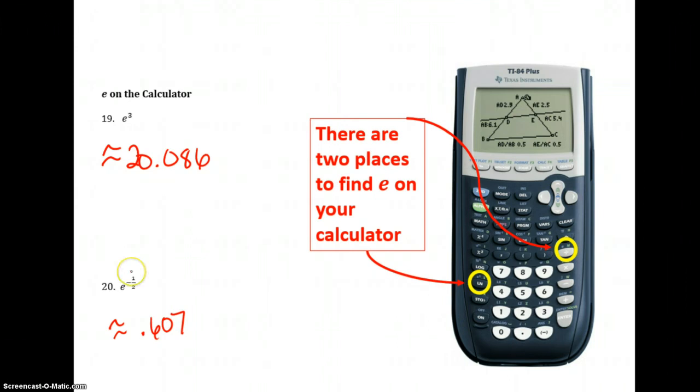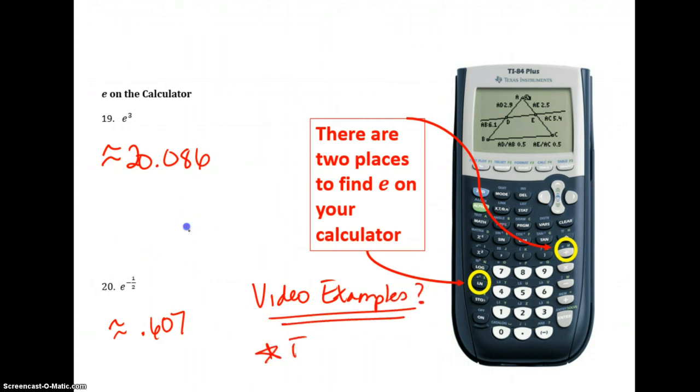So what do you do for video examples? Finish this note sheet. So I did 1 through 3. You need to do 4 through 6. I did 7 through 12. You need to do 13 through 18. So make sure all of the examples on this note sheet are finished.